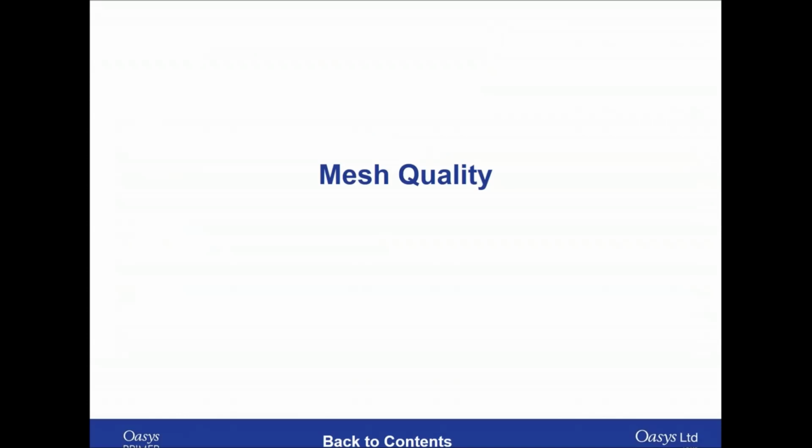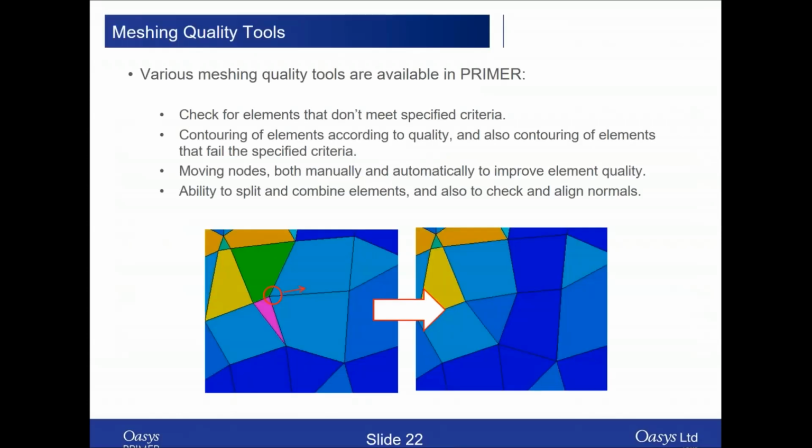I'll talk a little bit more about mesh quality now. So we've got tools available in Primer for, obviously, you to check all your elements for the quality criteria that you have specified. You can also contour elements according to quality, and also contour elements that fail specific element criteria. And you can move nodes both manually and automatically to improve element quality, split, combine elements, that sort of thing.